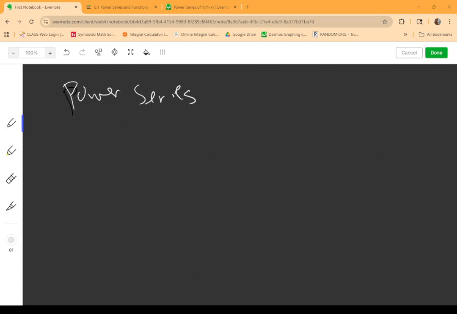Okay, so here we're going to take a look at a power series. Now, what is a power series? So we're going to look at just a really basic power series, so called power because it has to do with powers of x, where n starts at 0 to infinity. And this is x to the 0 power, which is 1, x to the first power, x to the second power, etc.